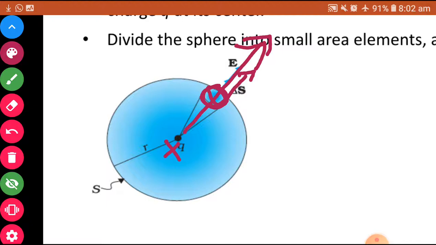The radius of the sphere is r. These are the things that you should keep in mind while studying this. So delta S is the area, and its area vector is perpendicular to the surface, and that is why this area vector is, we can say, in the direction of electric field vector E, which is shown by this arrow.